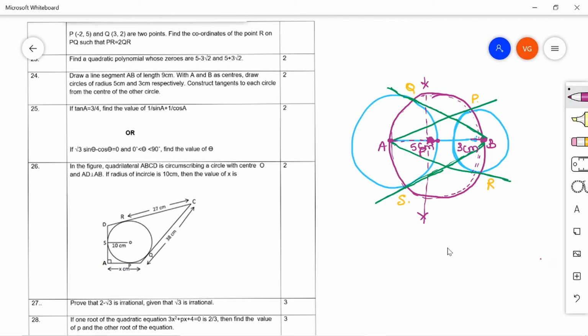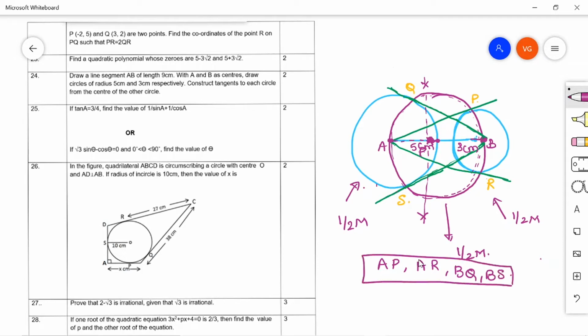So coming to the marking criteria, for drawing a circle of 5 centimeter, you will get half mark. 3 centimeter, another half mark here. Then taking the perpendicular, drawing this circle, you will get half mark. And constructing these tangents, that is AP, AR and BQ, BS. These are the tangents. So for this construction of these tangents, you will get another half mark. So totally 2 marks for this construction.